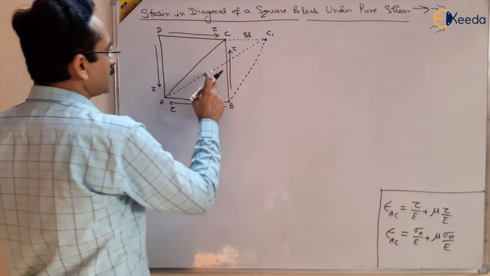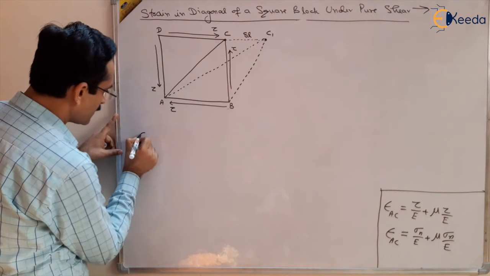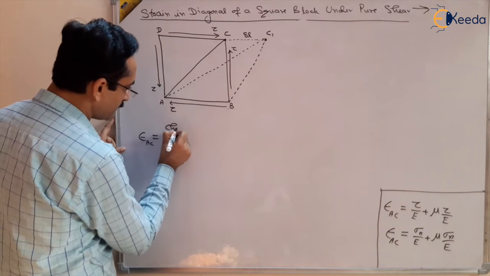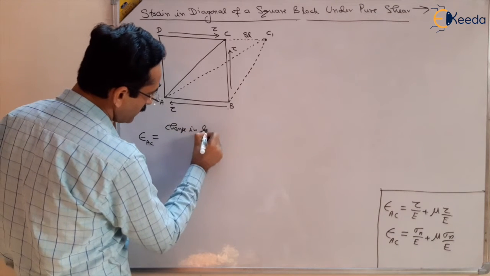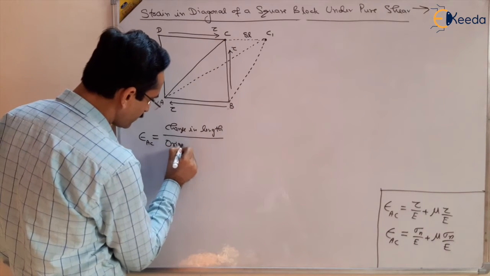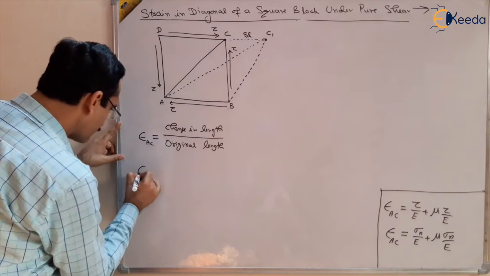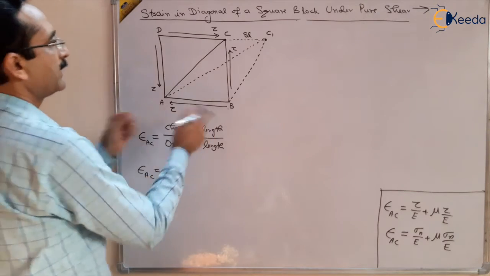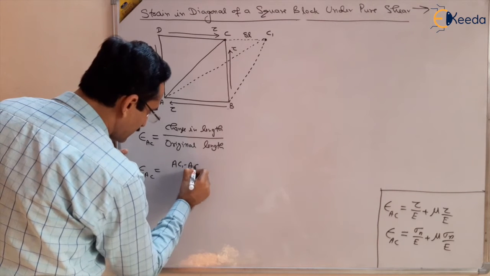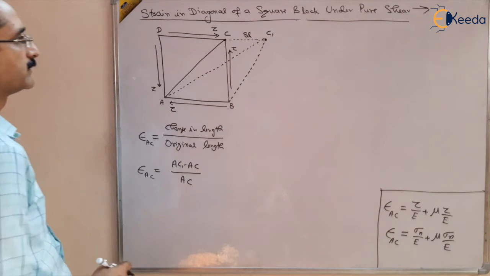So what is the strain in AC? The strain in AC will be equal to the change in length upon the original length of the diagonal AC. So epsilon AC will be equal to the change in length, AC1 minus AC, divided by AC. This is the change in length and this is the original length.